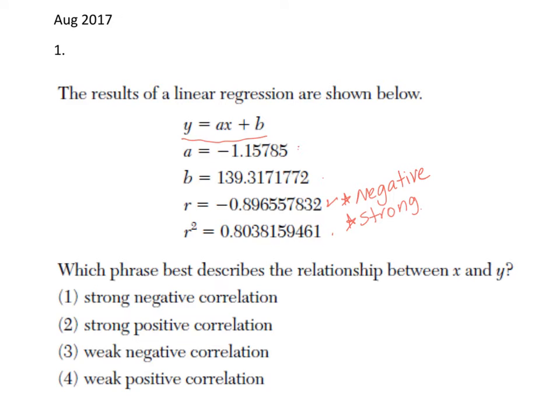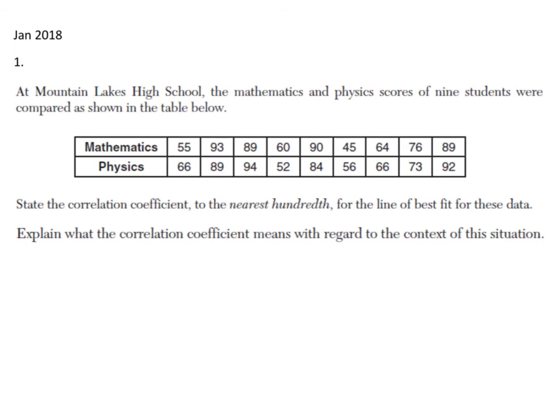Let's find that. So strong negative correlation, answer choice 1. But let's just go through the other ones and we'll determine. So strong positive, no. Weak negative, no. Weak positive, no.